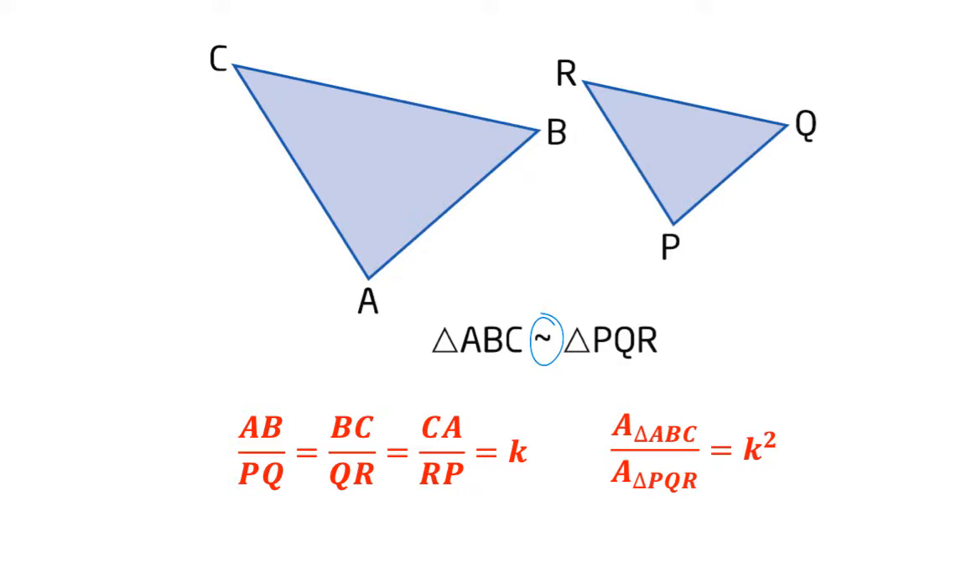Previously, we learned that in similar triangles, corresponding angles are equal. We also learned that the ratio of corresponding sides are equal. And you can see that represented mathematically right here. Since these ratios are all equal, we can simplify that and represent it by a constant. The constant is k, and it is called a scale factor.